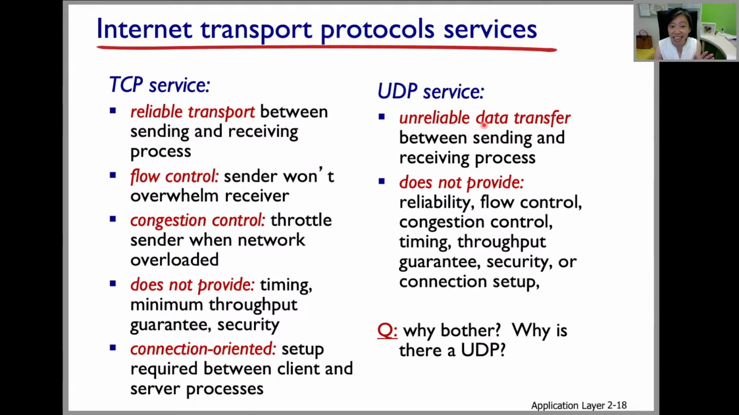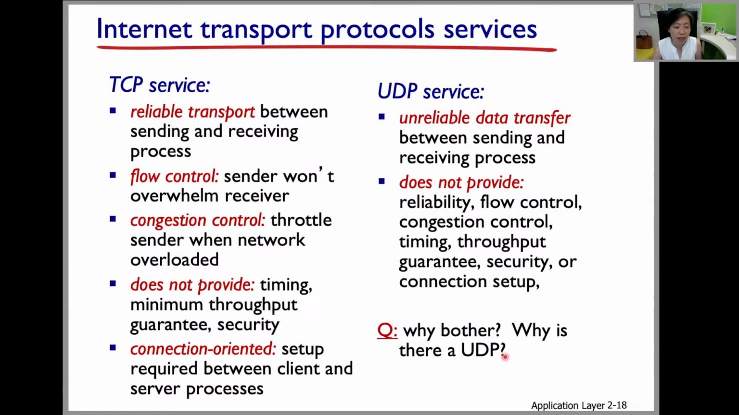UDP does not do reliable data transfer. There's no more communication between the sending process and the receiving process. The sending process sends, the receiving process receives. It does not provide flow control, congestion control, or any of these timing, throughput, or security guarantees either. There's no connection setup. So this is really the native packet switching network transport layer service model. Now you know, UDP essentially does nothing.